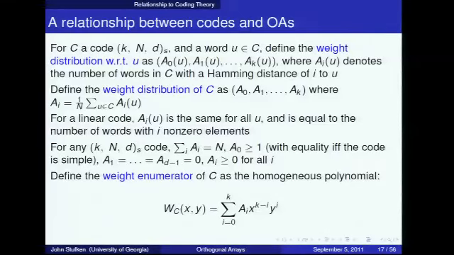And you have to introduce some tools and some terminology. So let's take an arbitrary code now. No longer linear, no longer over GF(s), arbitrary code. Pick a word in that code, let's say u, and define the weight distribution with respect to that word in the following way. A_i^u denotes the number of words in the code C with a Hamming distance of i to u.